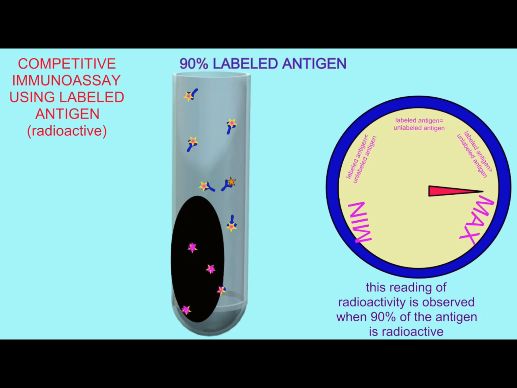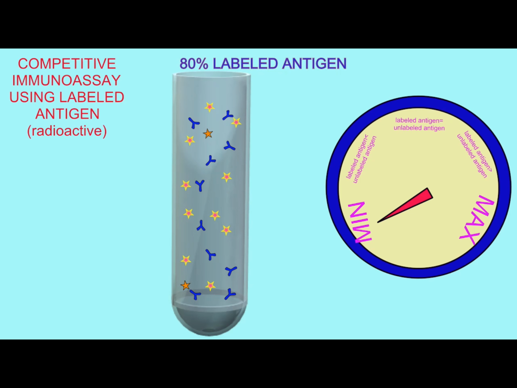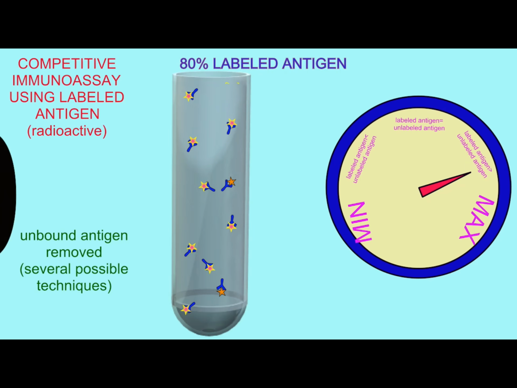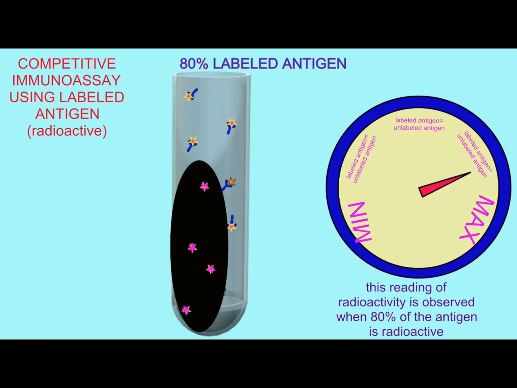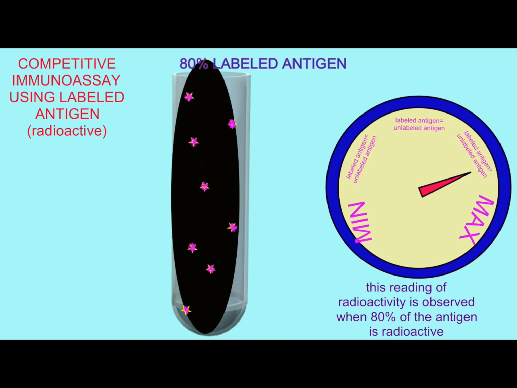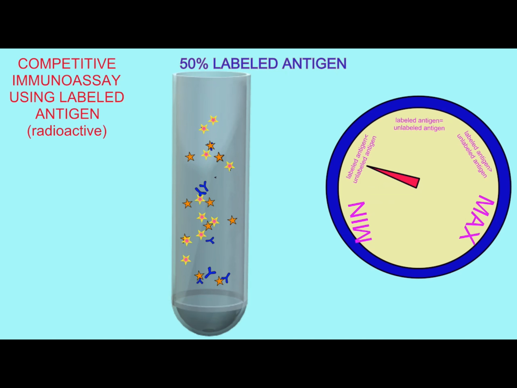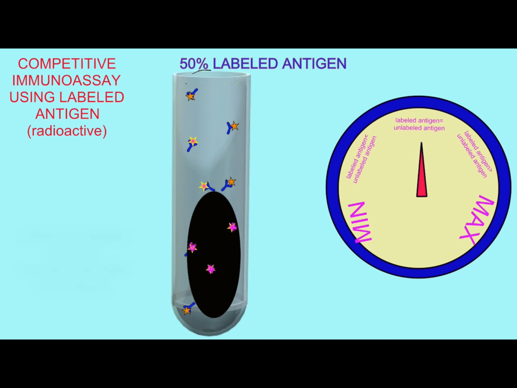And so therefore, any unlabeled antigen would then compete for the binding sites on those antibodies with the radioactive labeled antigen. In this first case, there is not much of the unlabeled antigen, and so 90% of the antibody is binding the labeled radioactive form. But as the amount of unlabeled antigen increases, which is not radioactive, then less and less of the radioactive labeled antigen will bind the antibodies because the antibodies will also be binding the unlabeled form.